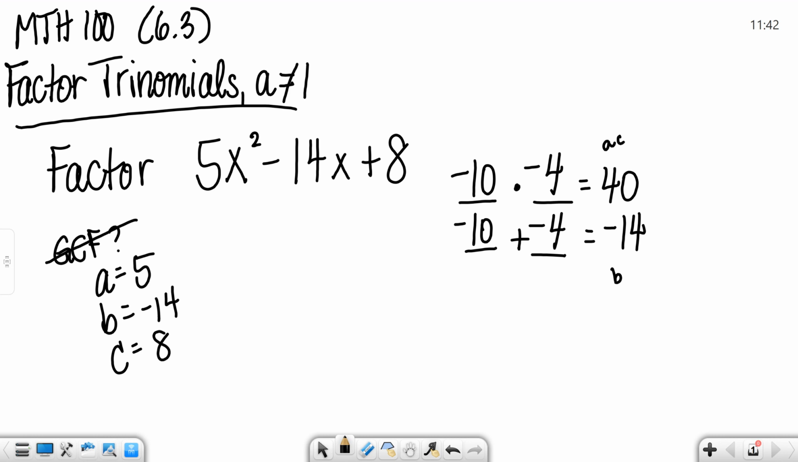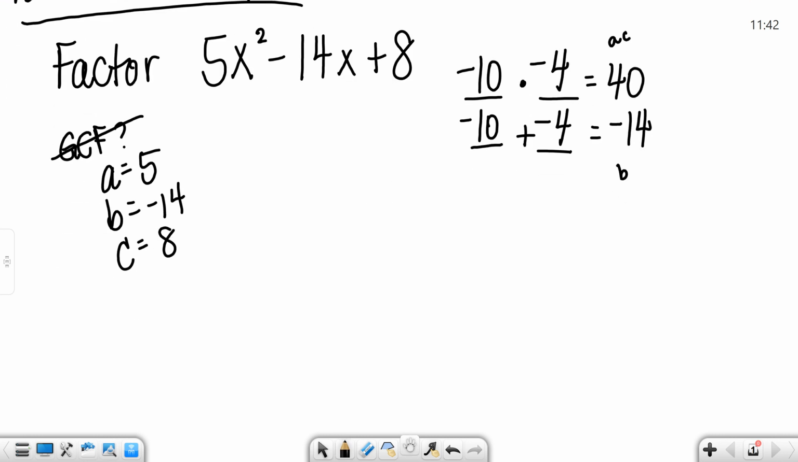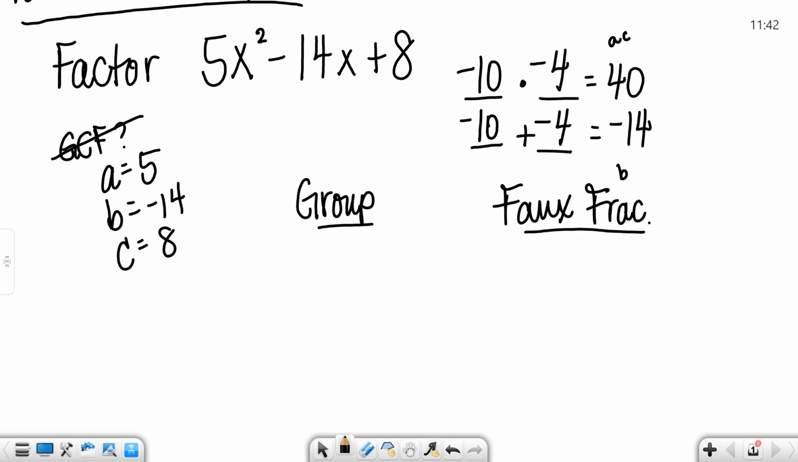Remember, from here, you can do grouping or faux fractions. Now, the good news about today is that part hasn't changed. The only thing that's changed is our A value is now 5 instead of 1. So, I'm going to do it both ways just so we can still see. Again, you only have to choose one way. You do not have to do both ways. And again, if you have another way that works, that's fine. Just make sure you show your work.